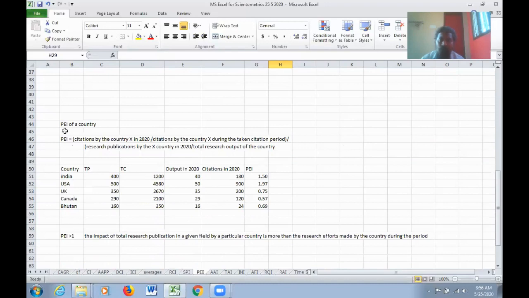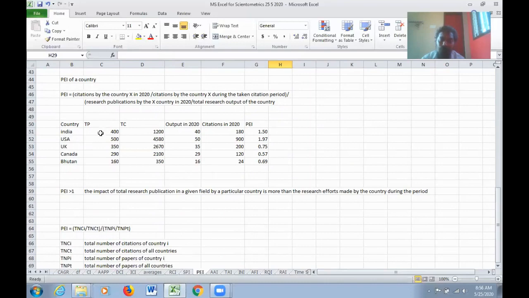The same way, you can calculate the PEI of a country also. You can see here, India, total publications, total citations, output in 2020 and citations in 2020. Fine. So how to calculate PEI? It goes this way. F51, that is the number of citations India received in 2020 divided by D51. What is D51? These are total citations received by India, this first portion. And the second portion, E51. What is E51? Total output of India in 2020 divided by C51.